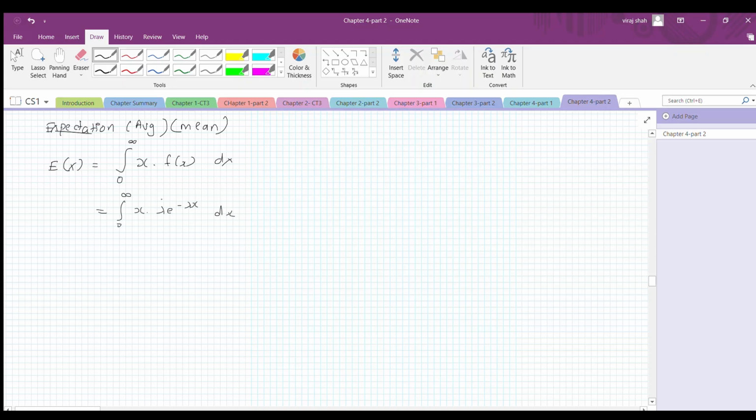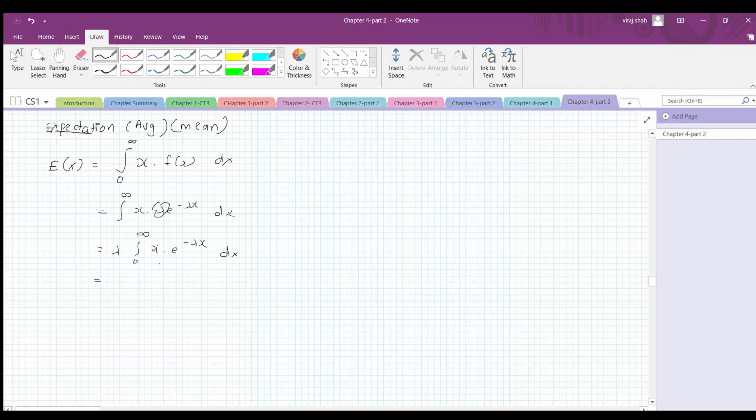I can take lambda out because it's a constant, since we are integrating with respect to x and it does not have an x term. So basically lambda is a constant. Lambda, integration of 0 to infinity x e raised to minus lambda x dx. So I took lambda out and I'm left with x into e raised to minus lambda x dx.